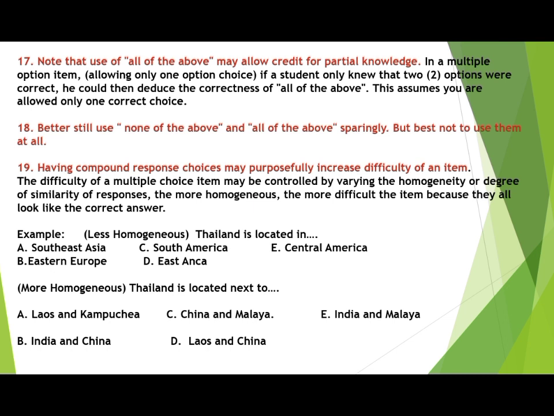So, number 19, having compound response choices may purposefully increase difficulty of an item. Okay, the difficulty of a multiple choice item may be controlled by varying the homogeneity or degree of similarity of responses. The more homogeneous, the more difficult the item because they all look like the correct answer. So, dapat ang having some compound responses which is daw pare-pareho lang is i-minimize. For example, sa less homogeneous: Thailand is located in Southeast Asia, Eastern Europe, Southeast America.